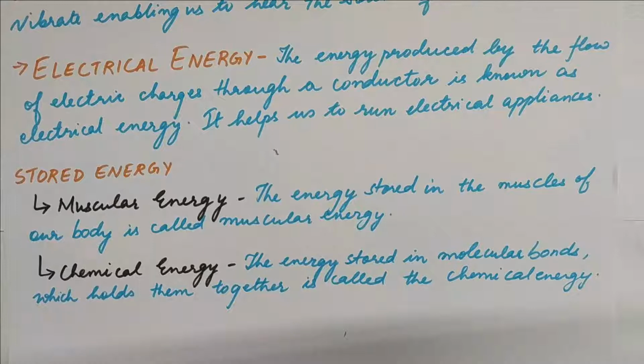Then comes the chemical energy. Now, chemical energy refers to the energy that is stored in the molecular bonds. These are nothing but the forces which hold the molecule together. You know that around you there are a lot of things which are made up of different kinds of molecules. All of them are held by certain types of energy in them. So that energy is the chemical energy.